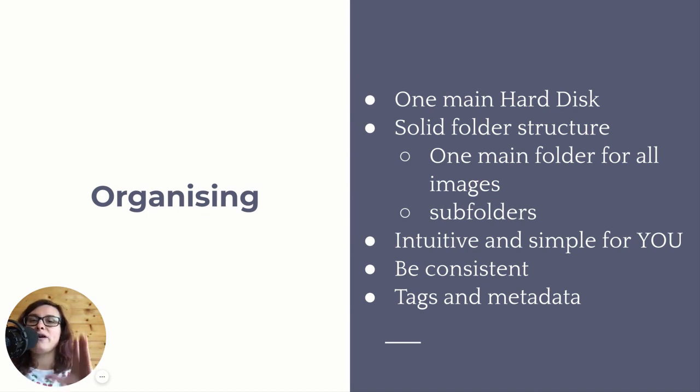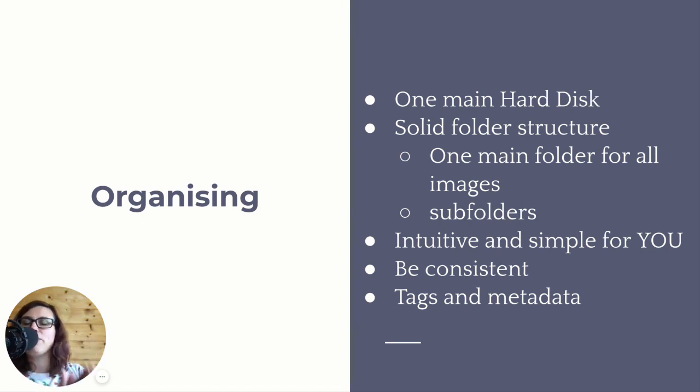So we have a system for organizing our pictures as we import them from our memory card into our folder structure, and how we put them on our computer. And then we have a system for backing up those files and making sure that we have copies of them. So if we start by organizing our image library, you should have your whole image library on one main hard disk. This hard disk will get backed up, and we'll get to that later. But your whole image library should not be divided into different hard disks.